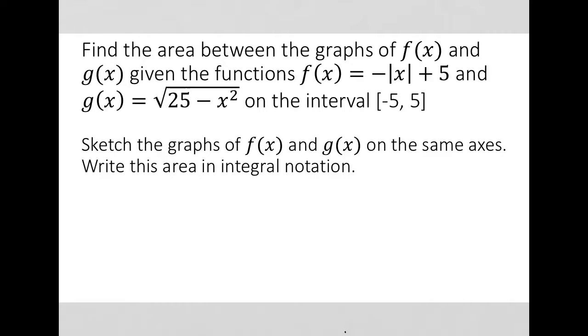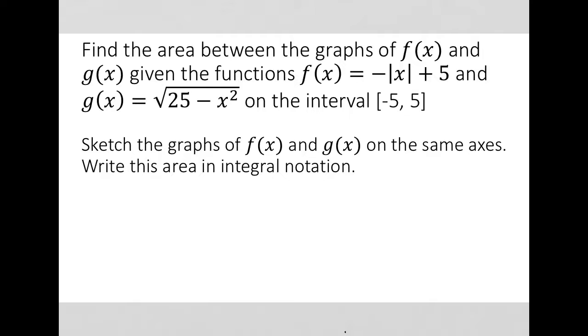Alright, one more same idea, except this time we are not given the graph. Find the area between the graphs of f of x and g of x given the functions f of x equals negative absolute value of x plus 5, and g of x equals the square root of 25 minus x squared. And we're looking on the interval of negative 5 to 5.